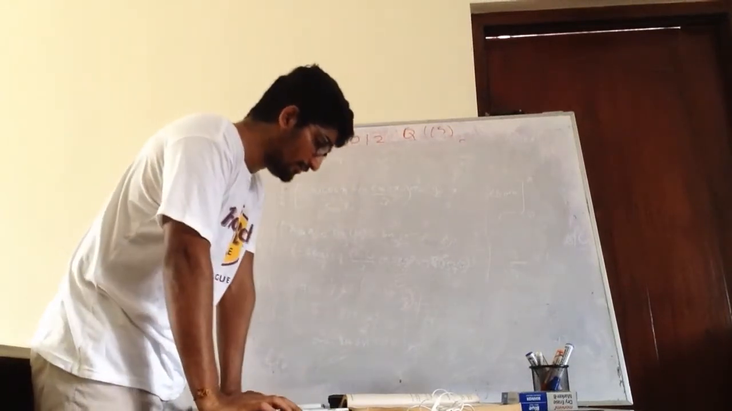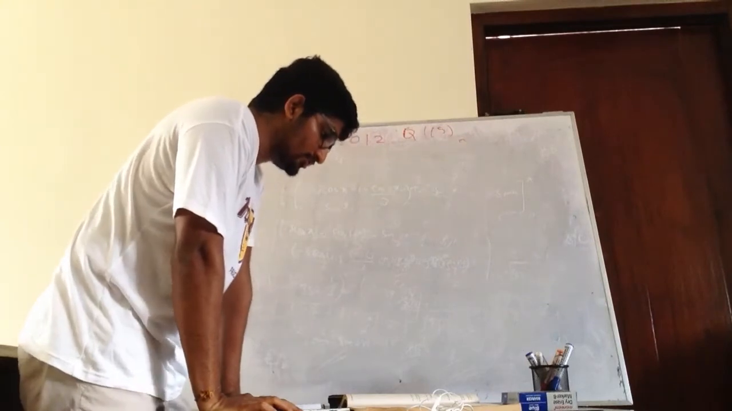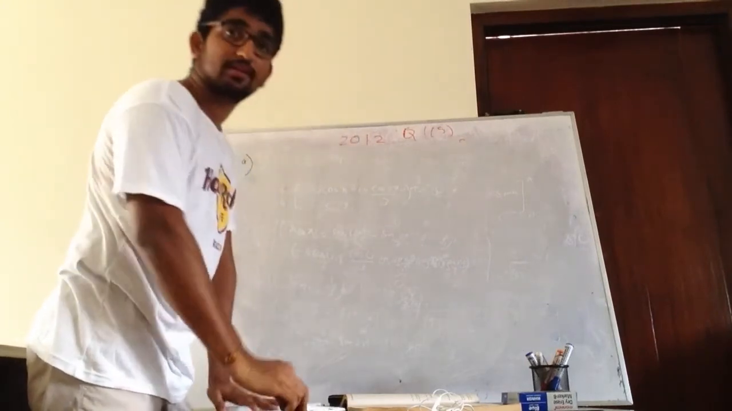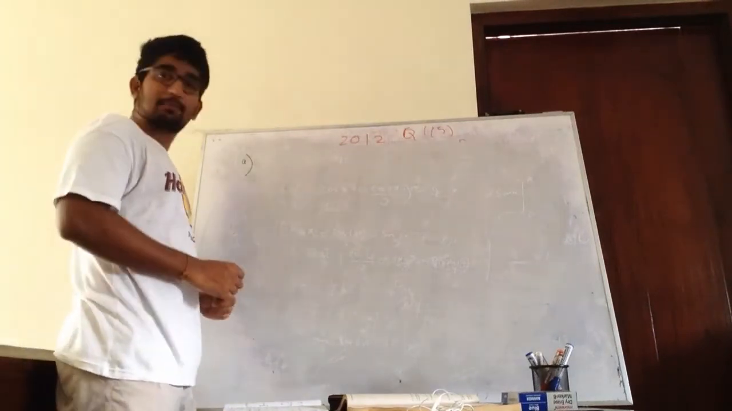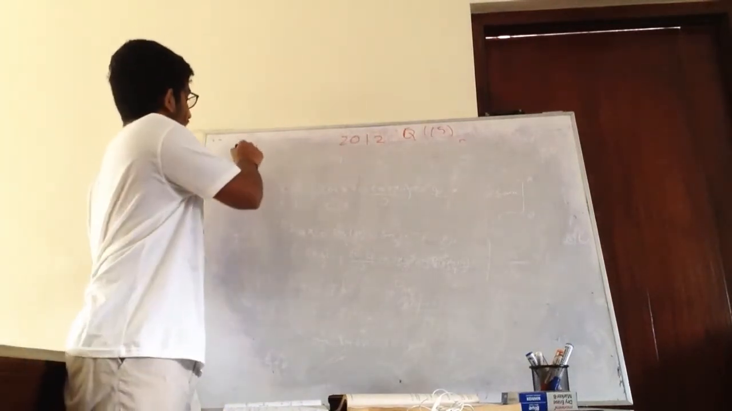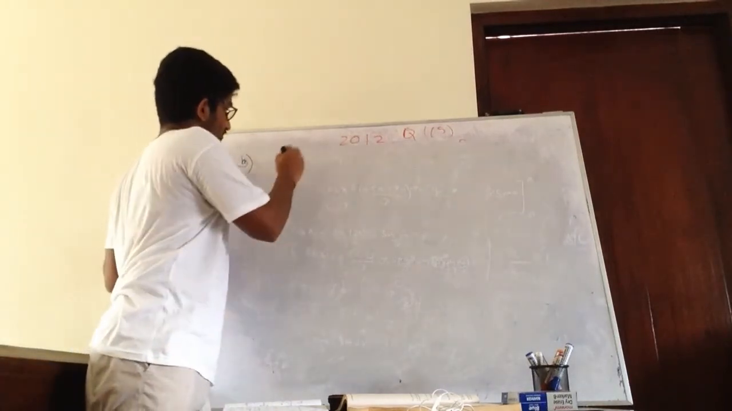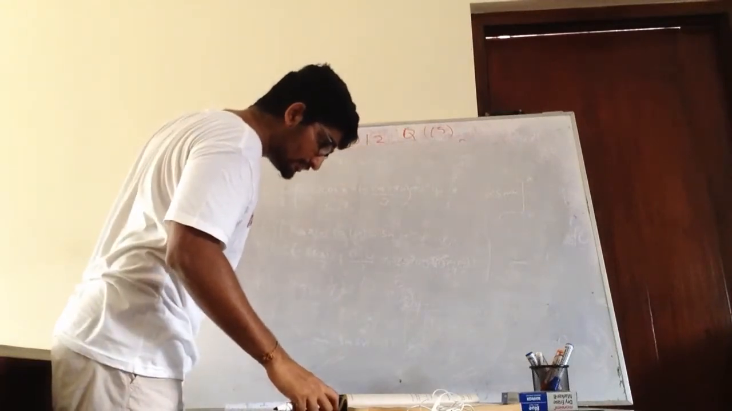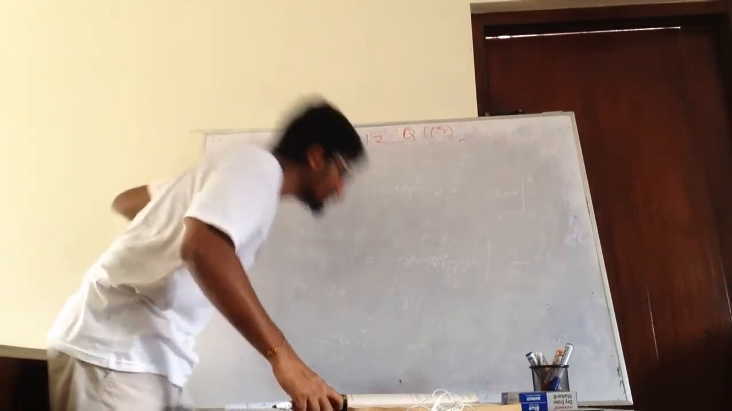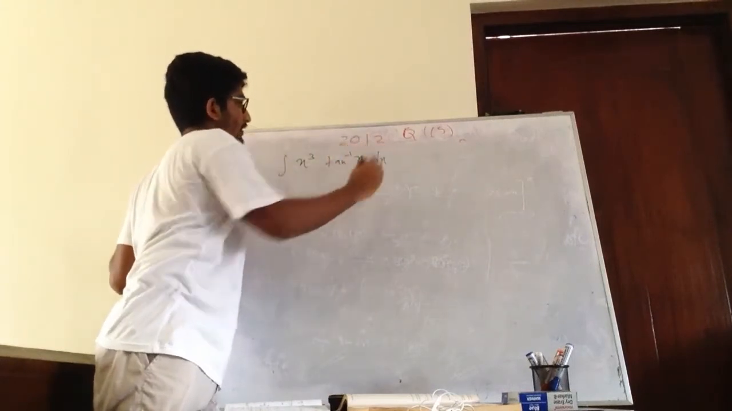Right, so part B says for us to find the integral of x³ tan inverse x, using integration by parts or otherwise. So basically we will use by parts.